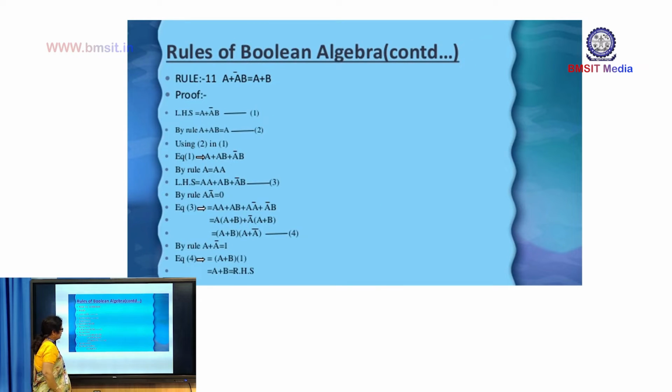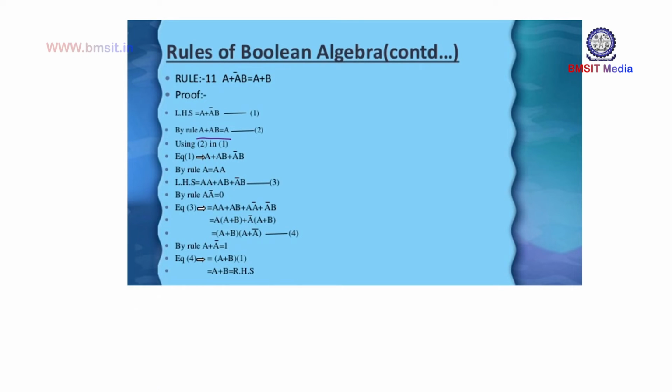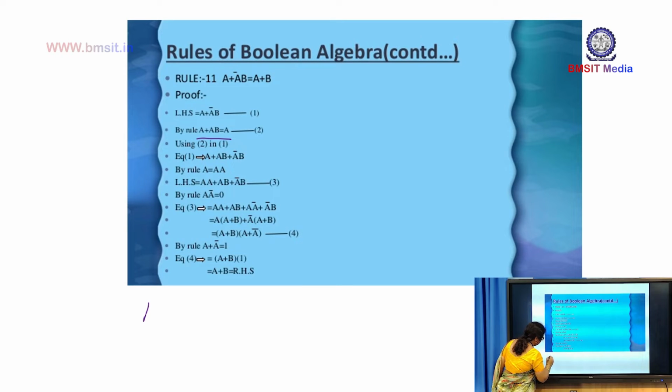Okay. So, this particular identity is very important, that is a plus a bar b is equal to a plus b. So, this I have proved here in very simple steps. Okay. So, just to show how a plus a bar b is equal to a plus b. Now, see here, first we have considered the LHS, that is a plus a bar b. Okay. Now, see here, we have one rule, that is a plus ab is equal to a. Clear? See how this a plus ab equal to a, I will just show you here.